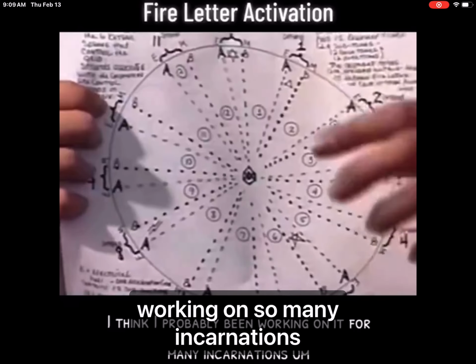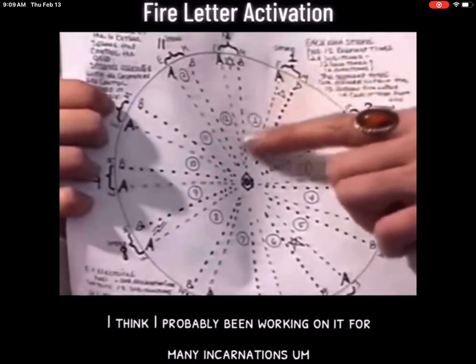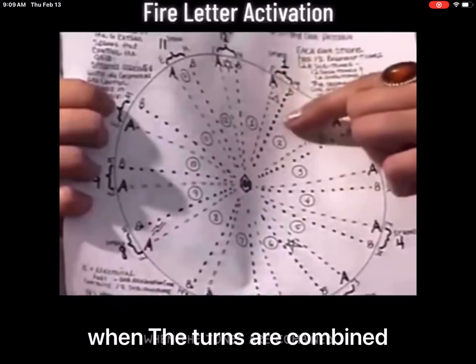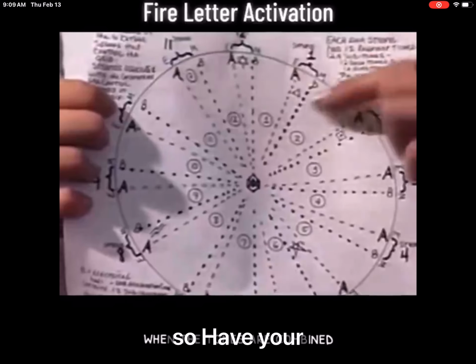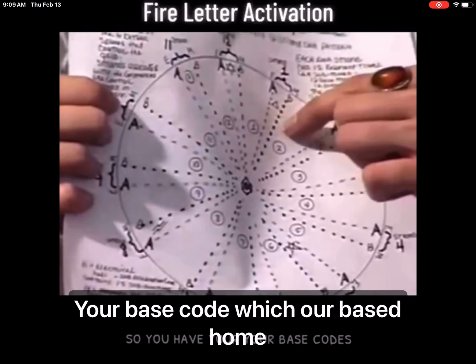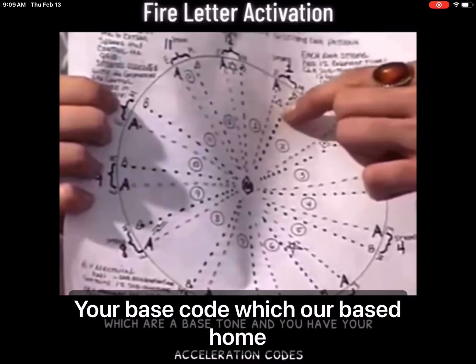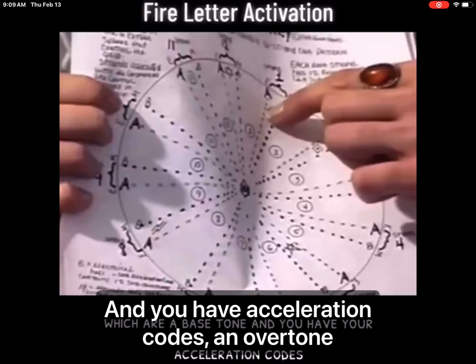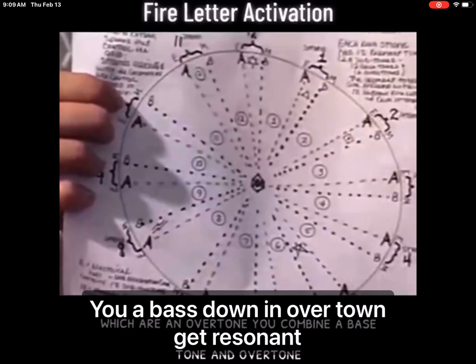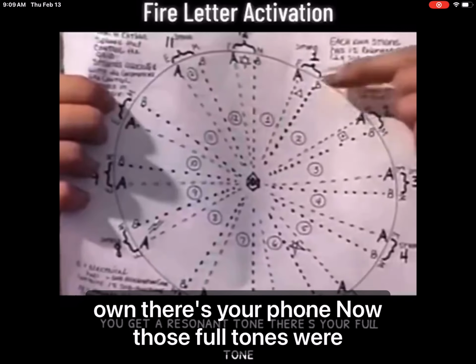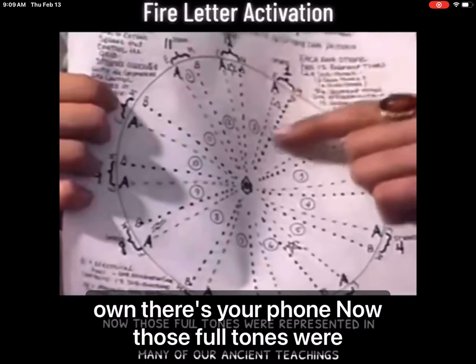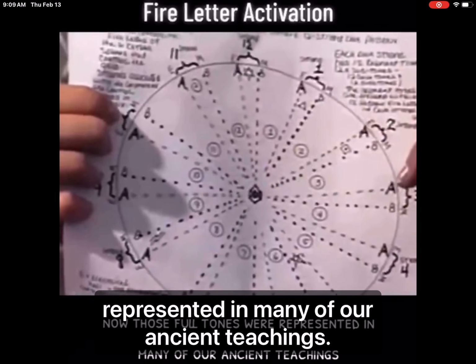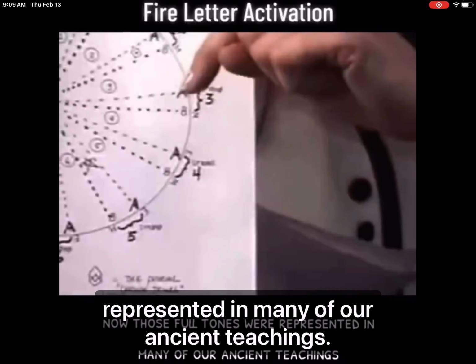Now, what's really fun, I love this part for some reason. I think I've probably been working on it for many incarnations. When the tones are combined, you have your base codes, which are a base tone, and you have your acceleration codes, which are an overtone. You combine a base tone and an overtone, you get a resonant tone. There's your full tone.